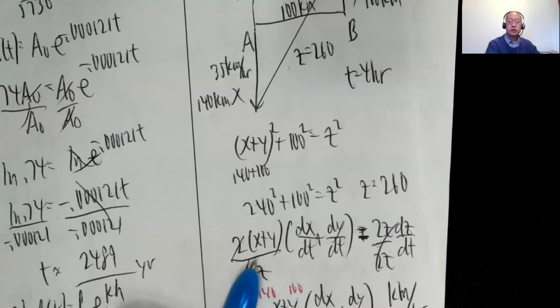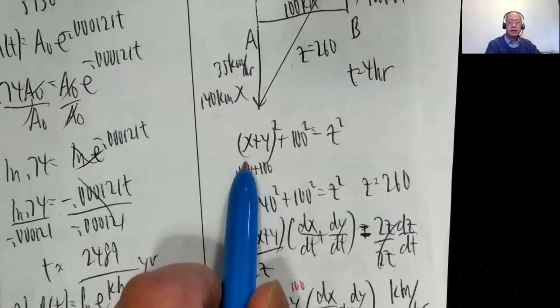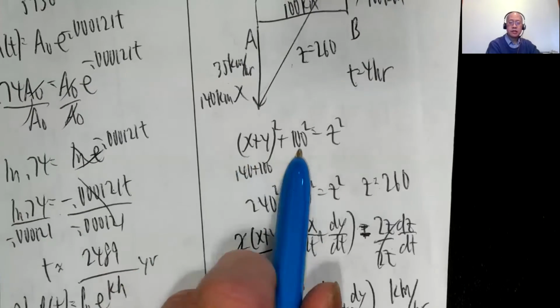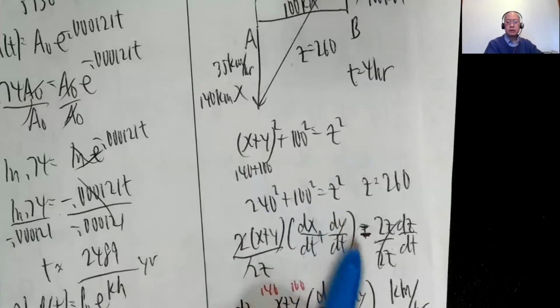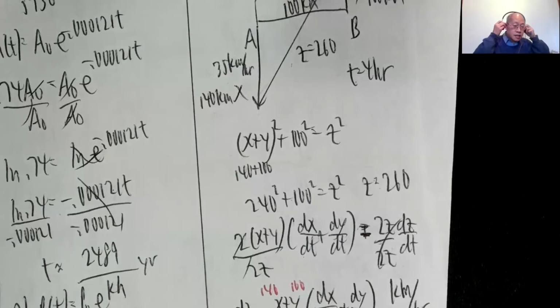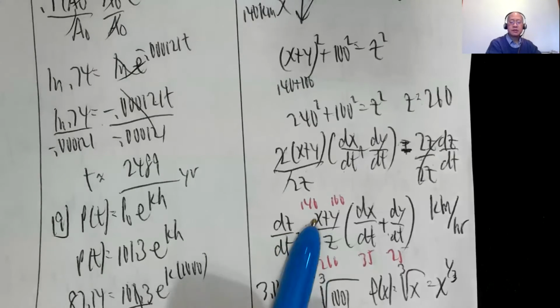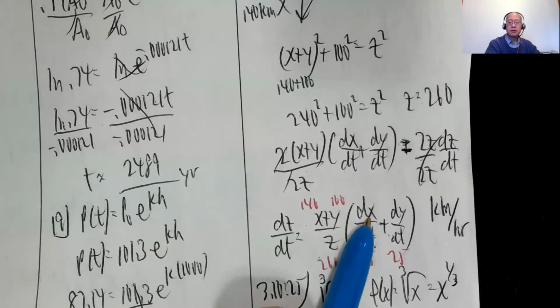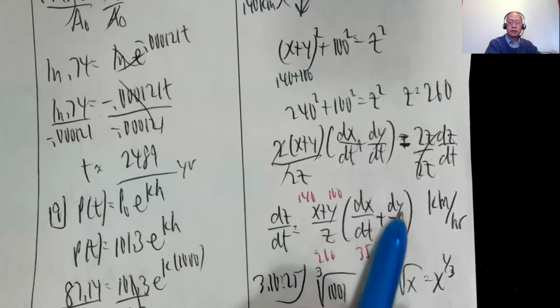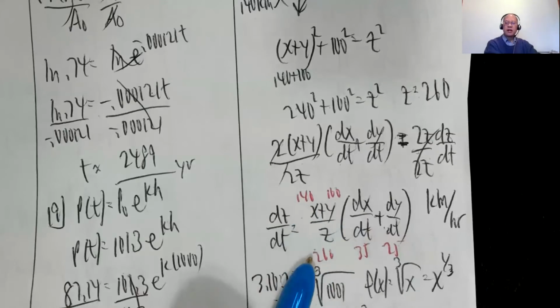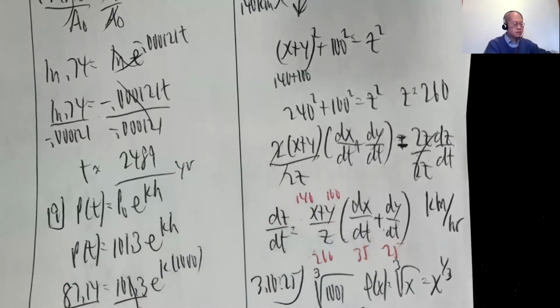So we have 2 times (x plus y) times (dx/dt plus dy/dt) plus nothing, derivative of 100 squared, equals 2z dz/dt. Divide both sides by 2z. And dz/dt is (x plus y) over z times (dx/dt plus dy/dt). The answer is in kilometers per hour. That's 140, that's 100, that's 260, that's 35, that's 25.